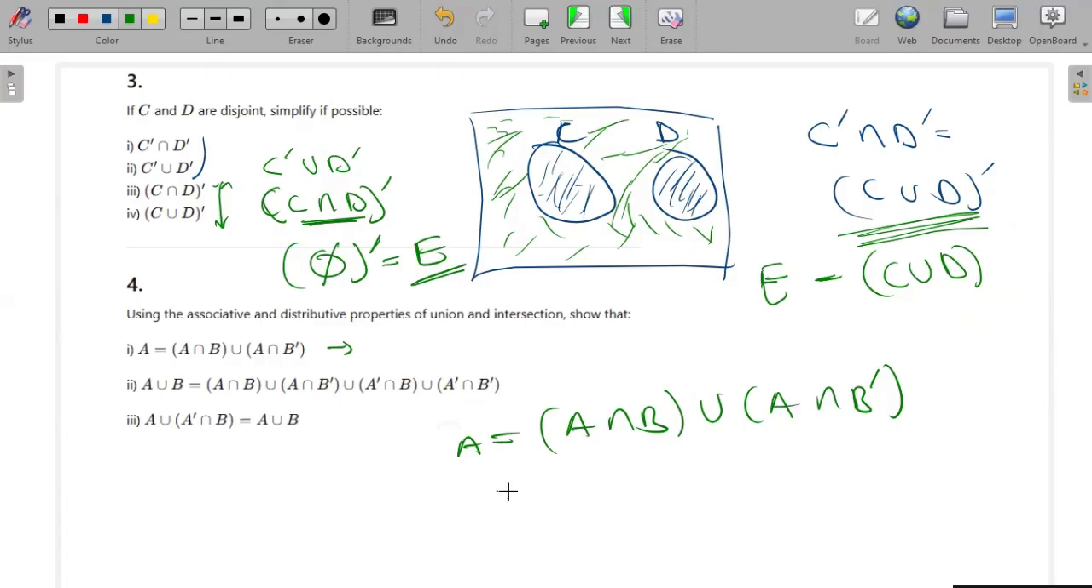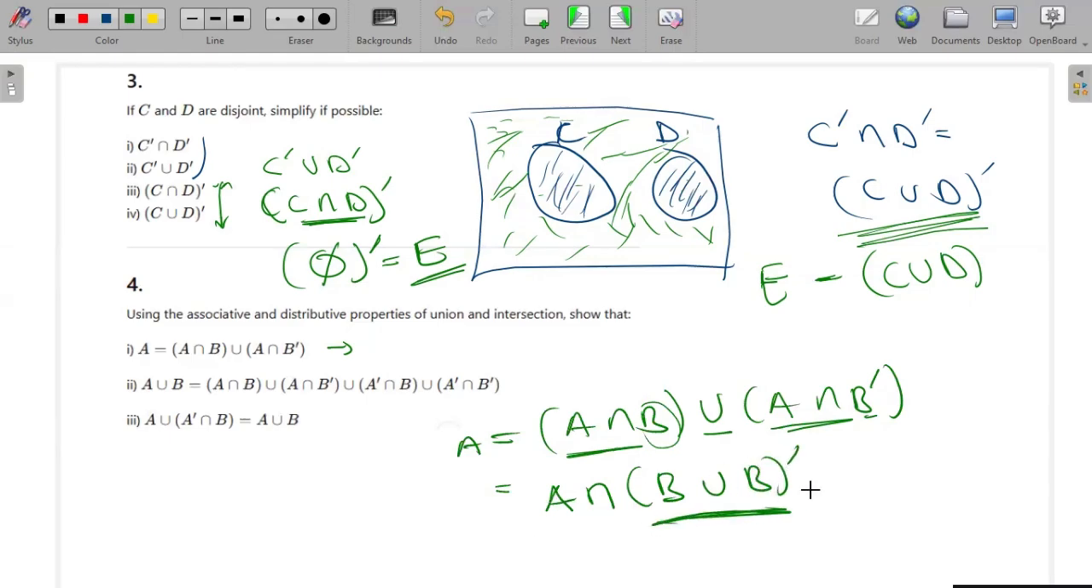So using the distributive law and the associative law, I can see that they had distributed the A intersection here because it's common, meaning I can factor it out. I have A intersection as the common part. Then this part here, I'll have my B, then I have union there, then here I have B complement. Now, what is this part? What is B union B complement?